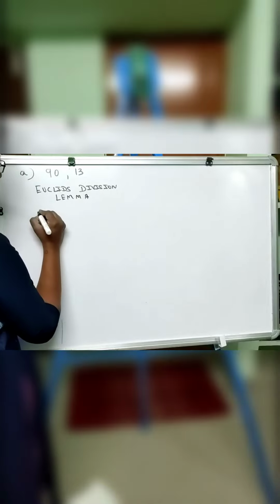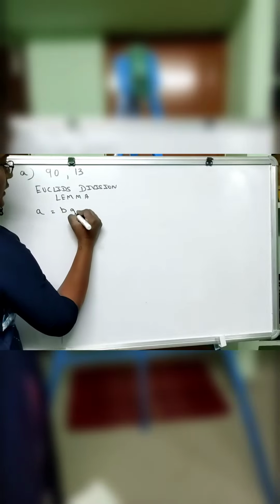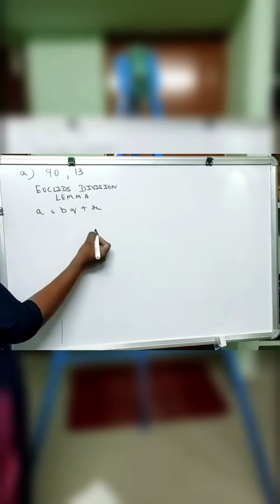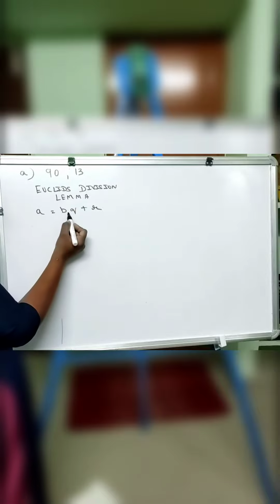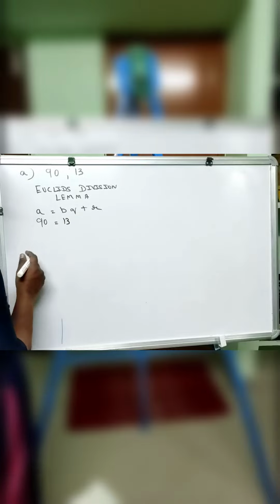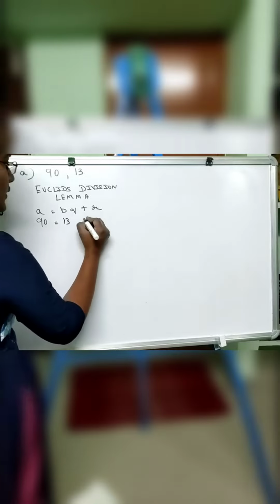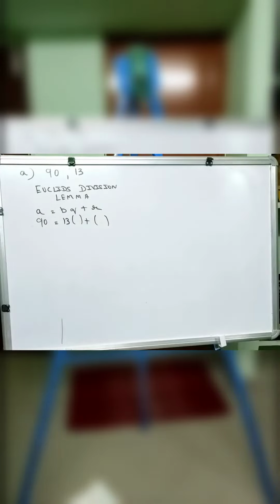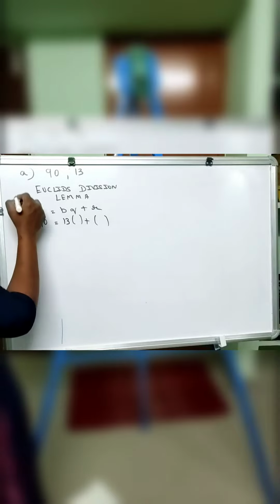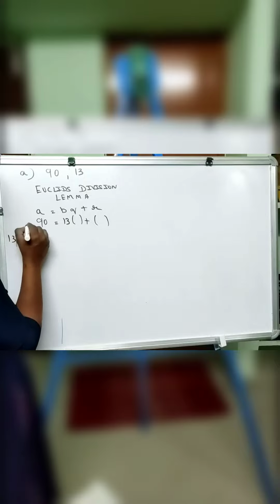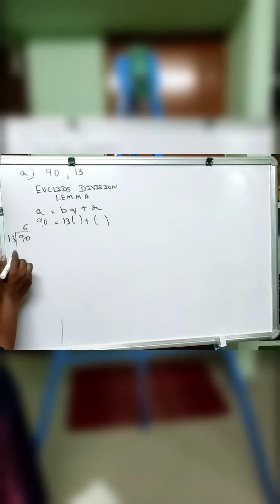So by Euclid's division, we have A equals BQ plus R, where Q stands for quotient, R stands for remainder, A is this number and B is the smaller number. So 90 equals 13 into how many times of 13? What quotient and what remainder do we have? Let's try to divide. If I solve 90 by 13, 6 times gives me what?